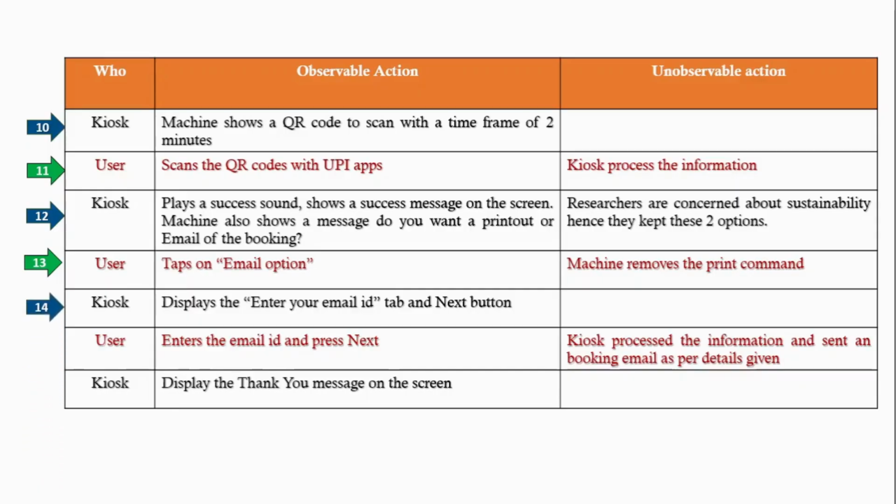In the next step, the user taps on the email option, then the machine removes the print command, right? Then in the next step, who changes to kiosk? Again, it displays the enter your email ID tab and a next button, right? Then in the 15th step, the user enters the email ID and presses the next button, right? Once the user presses the next button, the unobservable action will happen: the kiosk will process the information and send a booking email as per the details given by the user. And at the end, once the email is sent, in the last step, the kiosk displays the thank you message on the screen, right? So here I have considered 16 steps.